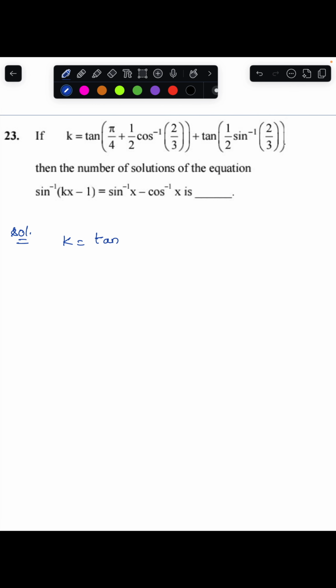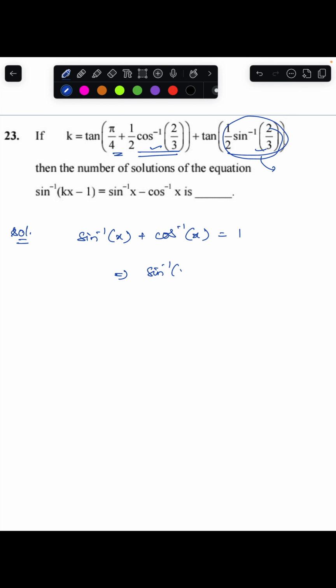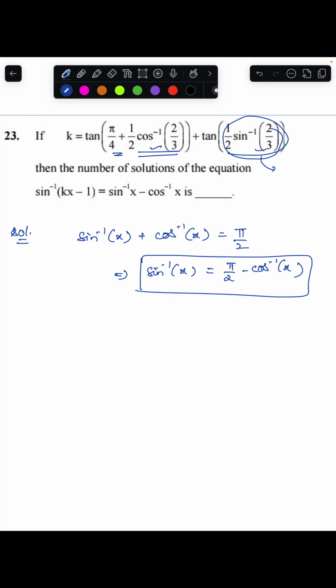So tan of pi by 4 plus half cos inverse 2 by 3 is given. But here half sine inverse is there. So here cos inverse and here sine inverse. So what I will do is I will convert everything in terms of cos inverse. Because we already know the relation between sine inverse x and cos inverse x. We can use the relation to convert everything in terms of sine inverse or cos inverse, right? Sine inverse x plus cos inverse x equals pi by 2. So sine inverse x equals pi by 2 minus cos inverse x, right?